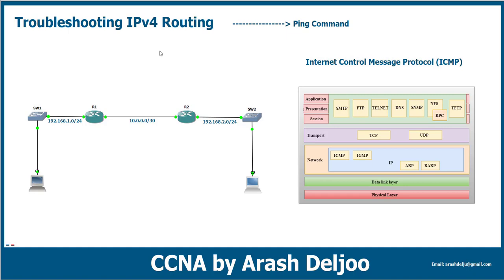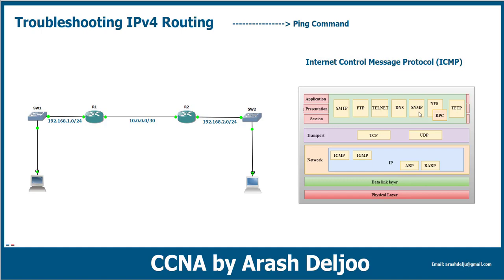We can use the ping command to send one message to one specific protocol. The protocol that we are sending the message to is ICMP, or Internet Control Message Protocol. ICMP is one of the internal protocols of the TCP/IP protocol suite. Look at here, this is the TCP/IP protocol suite.